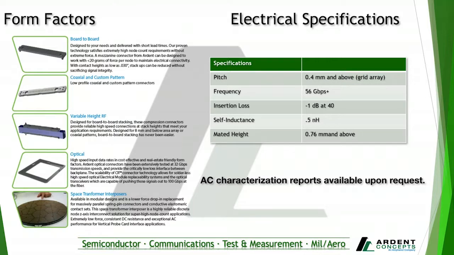The form factors we offer for our connector systems come in a variety of types, from board to coaxial and custom pattern, our variable height RF interposers, our optical interposers, and we also offer a space transformer interposer that takes signals from a very tight pitch and expands them out to a wider pitch. We'll touch on each of these in the next few slides, but just wanted to identify the different types of connectors we can make, and also to note that any AC characterization report is available. Just reach out to us at support@ardenconcepts.com, and we can provide that AC characterization report for our connector systems and our contact technology.